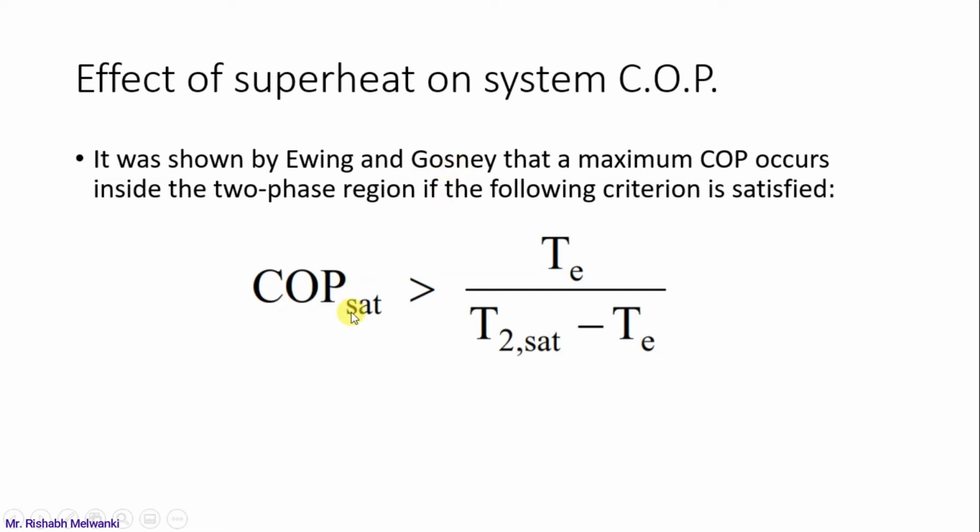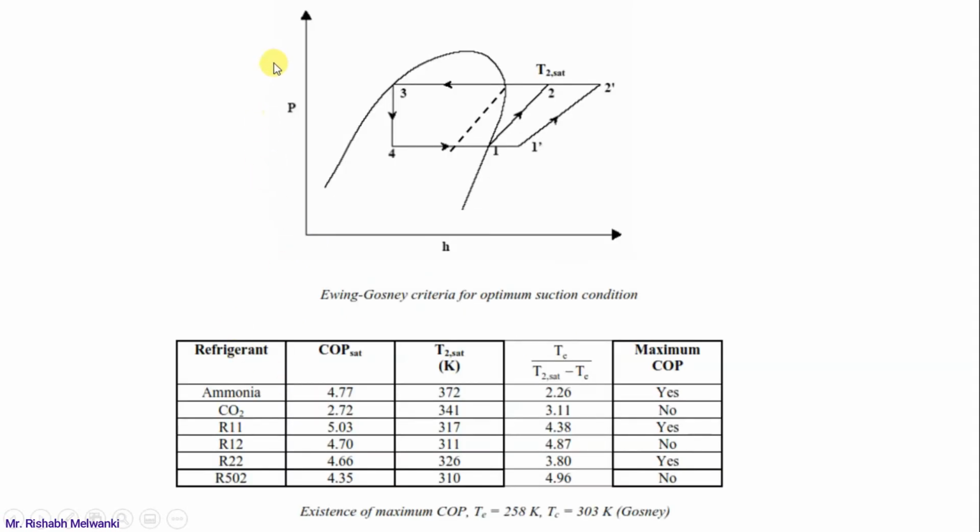What is this Ewing-Gosney criterion? If COP of the saturated cycle is greater than TE upon T2 sat minus TE, it means that maximum COP occurs inside the two-phase region, meaning in case of wet compression, there will be maximum COP. And if we go for superheating, then the COP will reduce if this criterion is satisfied. If you observe this, a pH diagram has been shown where I have shown a wet compression, a dry compression, and a case of superheating, at the compressor inlet and compressor outlet as well.